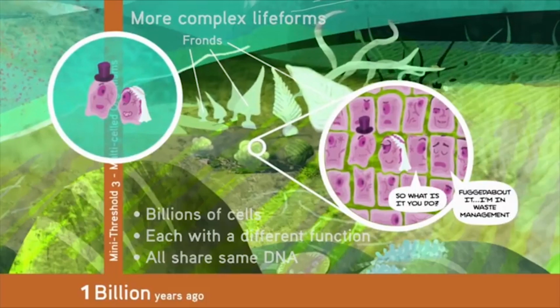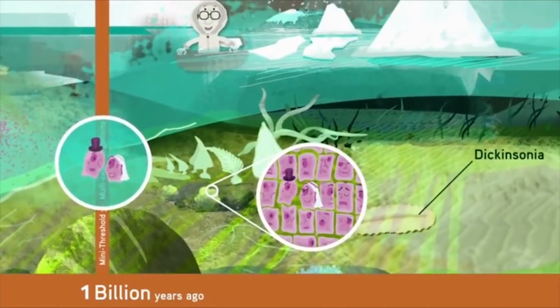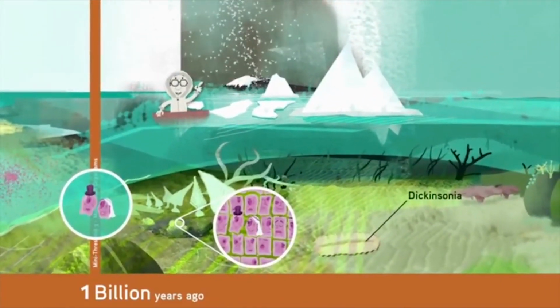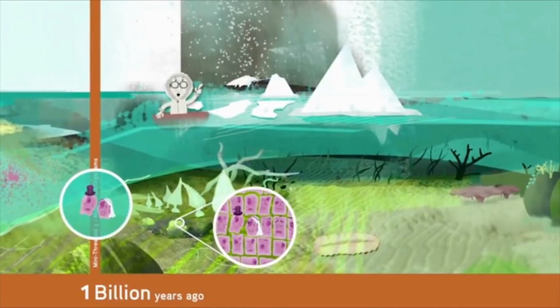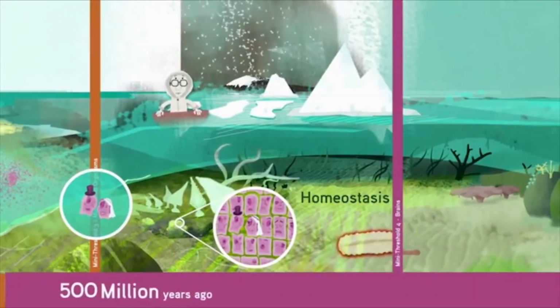With networks of specialized cells in cooperation, multi-celled organisms could respond to changes in the environment in entirely new ways, further developing a key survival trait of life that we call homeostasis. The development of brains is mini-threshold 4.